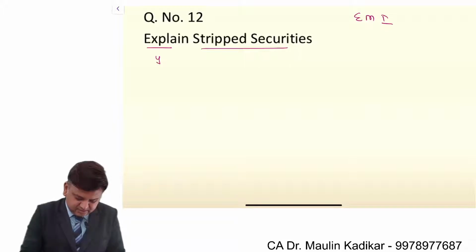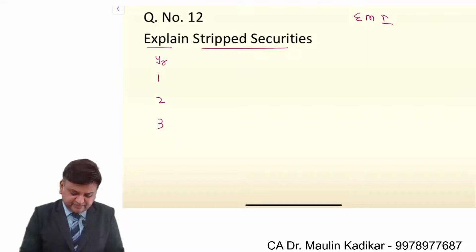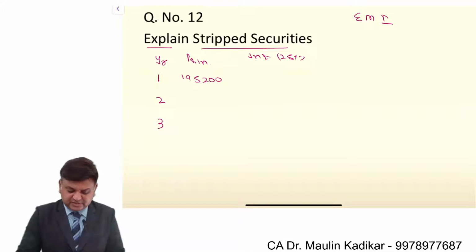Let us say year 1, year 2, year 3. I am taking a year-wise example. Suppose I have taken a loan of 195,200. Suppose the interest is at the rate of 25%. So 195,200 into 25%, the first year interest is 48,800.